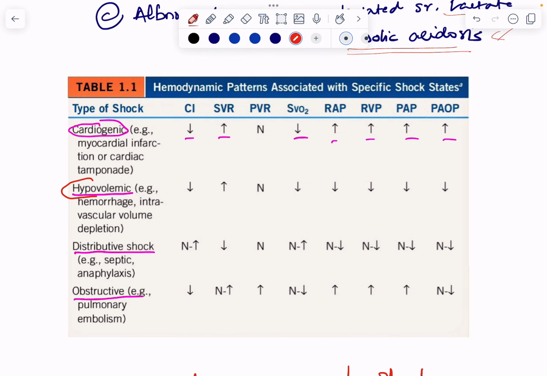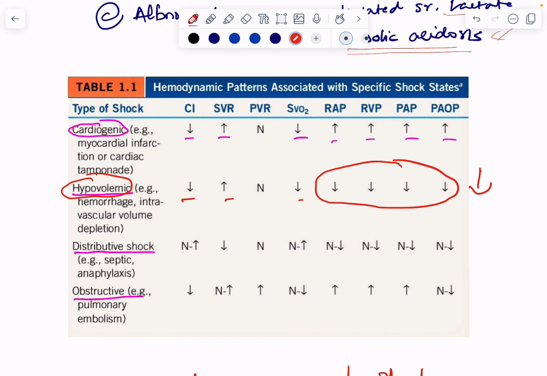If you go to hypovolemic shock, cardiac index is low, cardiac output is low, systemic resistance is high, and central venous oxygen saturation will be high because there is hypovolemia, there is no blood. So most of the pressures, right atrial pressure, right ventricular pressure, pulmonary artery pressure, pulmonary artery occlusion pressure, all these pressures are on the lower side.